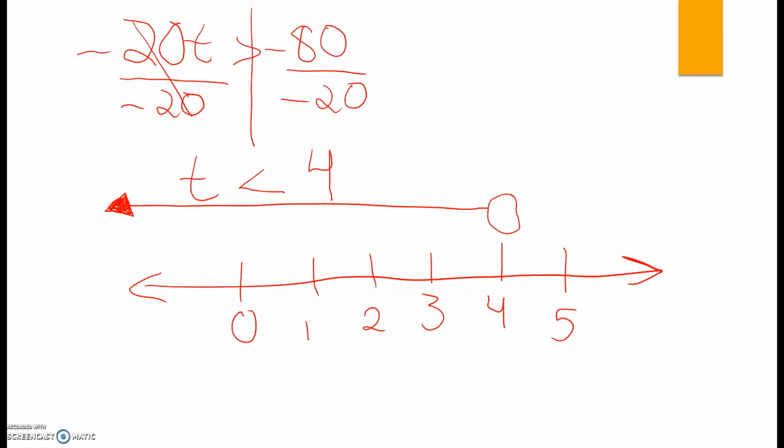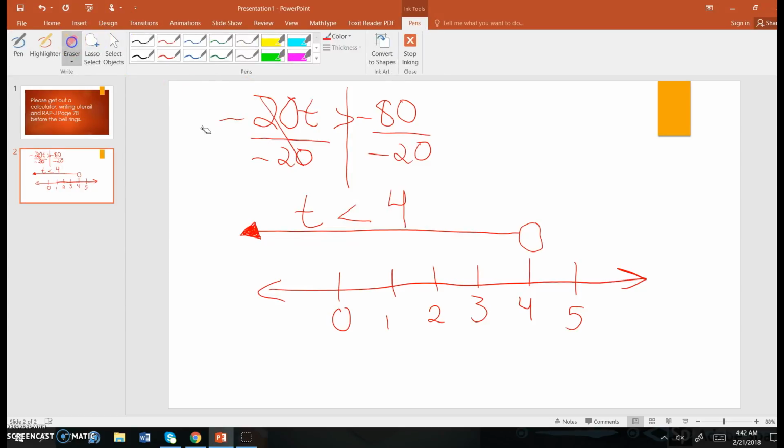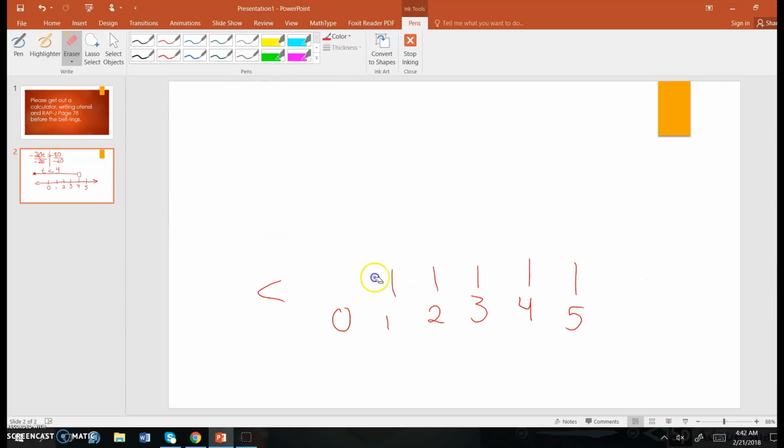Okay, let's try number 4. Okay, I'm going to erase that. Remember, if you need to pause at all during this, just politely let the teacher know, and we can pause it and go back to it.